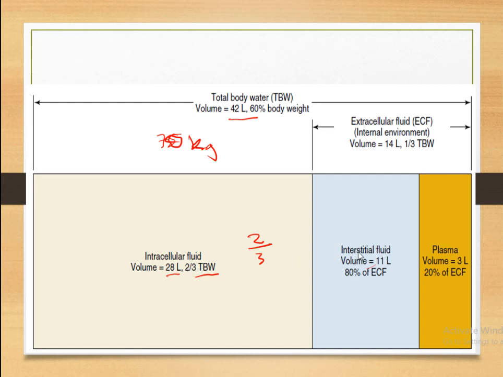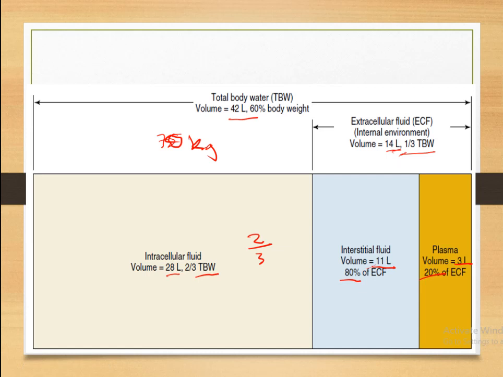And when you talk of the interstitial fluid, which is part of the extracellular fluid, the extracellular fluid has 1/3 of the total body water, which is simply 14 liters. This 14 liters is divided into two, whereby the interstitial fluid has 11 liters and the plasma has 3 liters. These percentages you can calculate: 11 of 14 is 80%, and 3 of 14 is simply 20%.